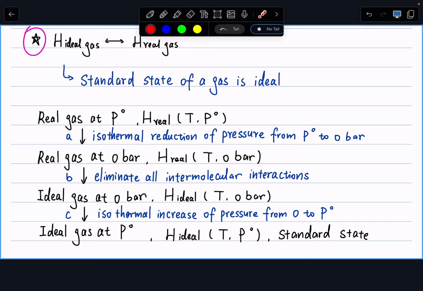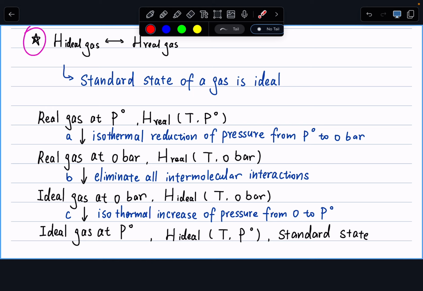So with that in hand, we set up our calculation. We start from real gas at P naught, which is 1 bar. Let's reduce the pressure so that my pressure is at 0. You can't actually get it to 0, but let's say approaching 0, it's almost 0. And when my pressure is at 0, we have our part B, where all my intermolecular interactions are eliminated. My real gas and ideal gas are the same when my pressure is approaching 0. And then we have ideal gas at 0 bar. We're ready to isothermally increase the pressure back from 0 to 1 bar, right?